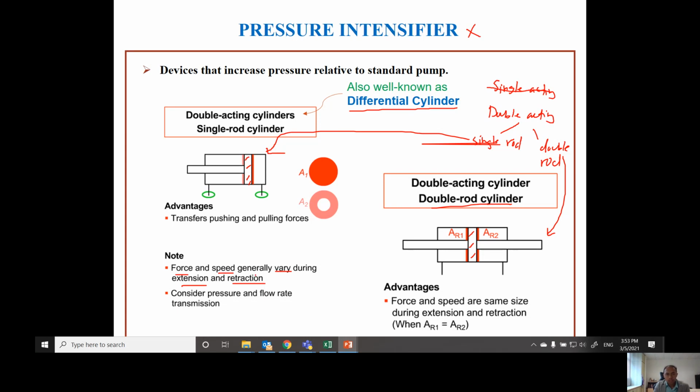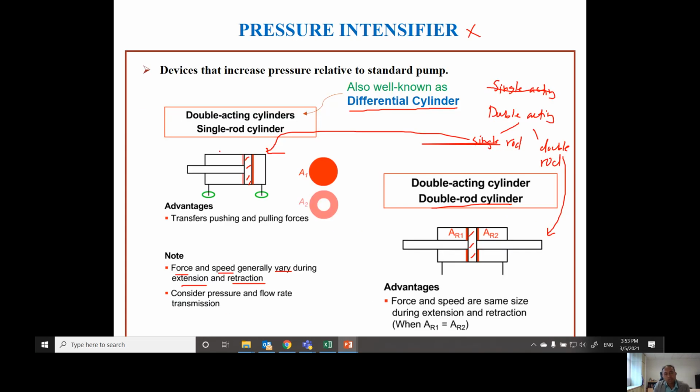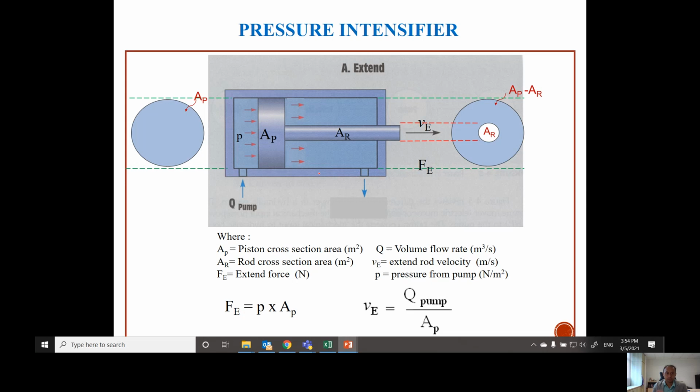So if you are going to take the Bosch Rexroth hydraulic course, you will have a special experiment in order to test the operation of this pressure intensifier. But for now, you just have to see in theory how the force and the speed can be different when you use a differential cylinder. It's all about the effective area affected here. Okay, let's see the next slide.